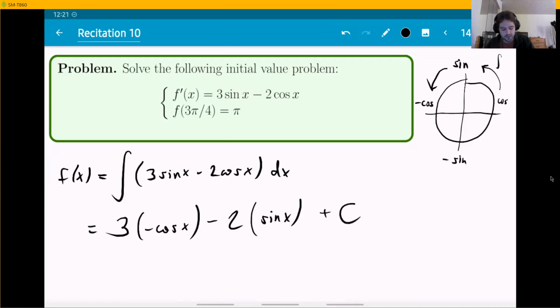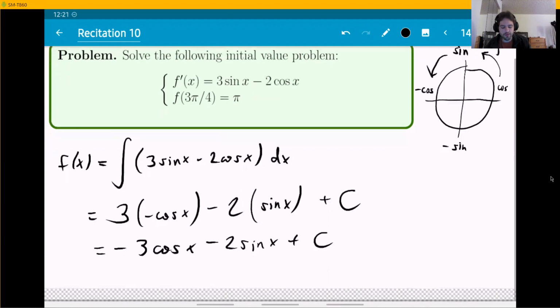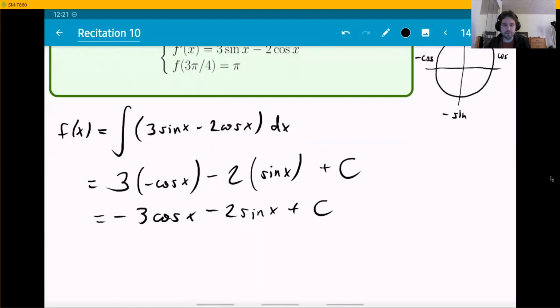So plus c, let me just rewrite this to clean up. Minus 3 cosine minus 2 sine plus c. That's your f of x, but we don't know c yet. C is going to be found from the initial condition. At the number 3 pi over 4, the value of the function must be pi. So pi, the value, is f of 3 pi over 4. Plugging in 3 pi over 4 into the function.